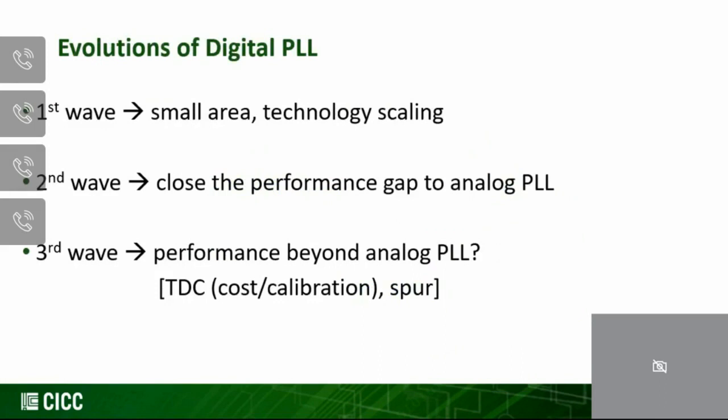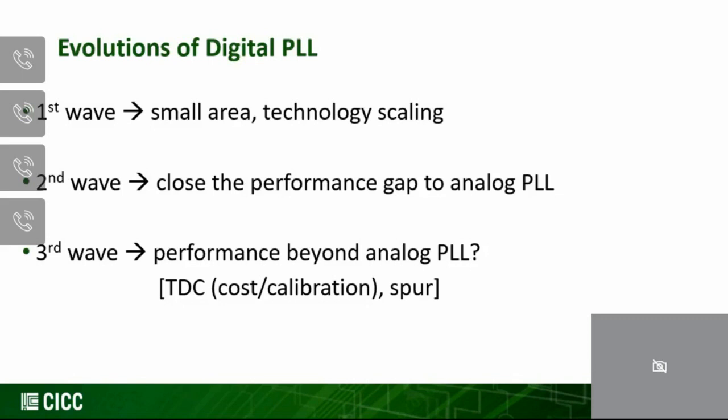Now, if we look at the evolution of the digital PLL in the past decades, I would roughly divide that into 3 different waves. In the very early stage, if we look at the digital PLL publications, they are mainly focusing on reducing the silicon area. And a lot of times they really take advantage of technology scaling. In fact, a lot of times they would compare the counterparts of the analog PLL with the converted digital PLL, just to show how much area they are actually saving.